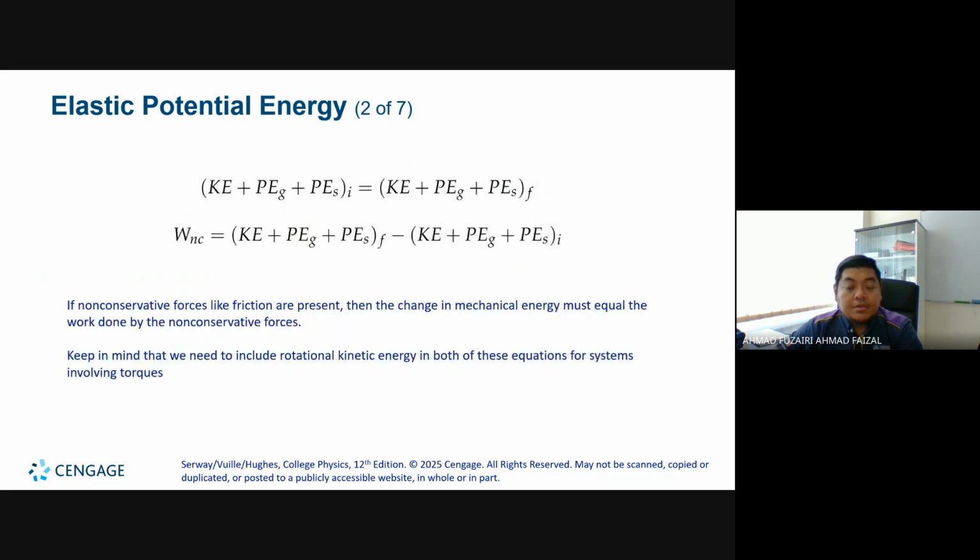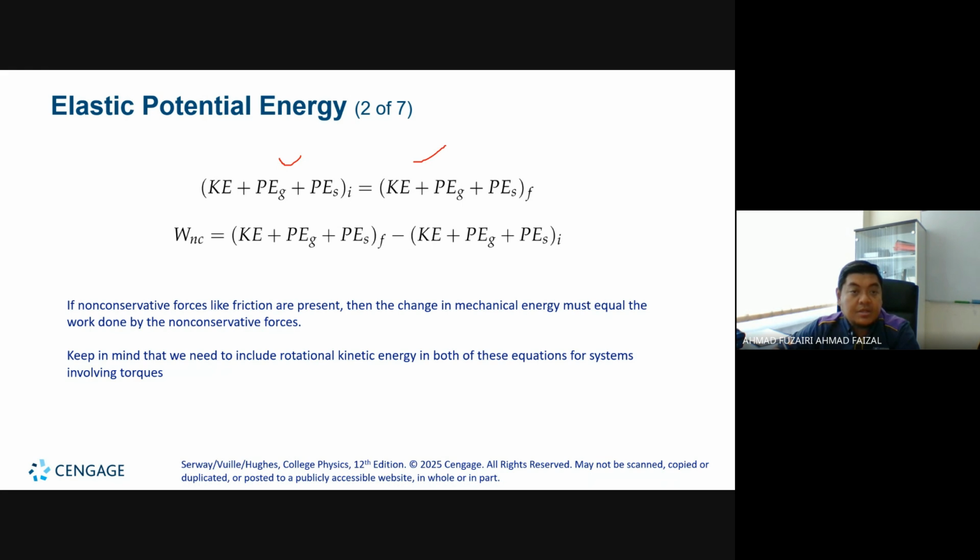Okay, so let's apply the law of conservation of energy. When we talk about energy, we cannot put away the law of conservation of energy, which is that energy initial equals energy final, and of course, we must include both gravitational and/or spring potential energy.